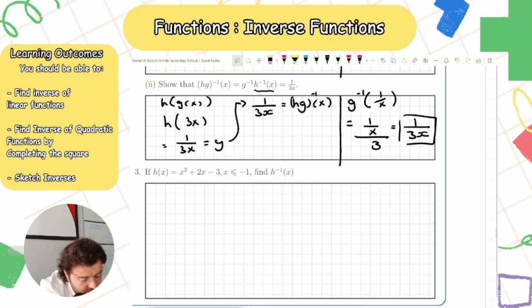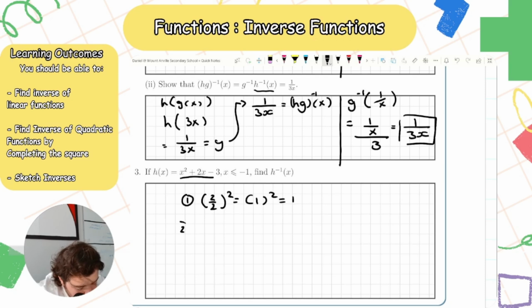Then if h of x equals this, find h inverse of x. So I have a quadratic and I need to find the inverse. So complete the square. I don't need to factor out x squared. So it's going to be 2 divided by 2 squared, which is 1 squared, which is 1. Which is going to be x squared plus 2x plus 1, plus 1 minus 3 minus 1 is equal to y. This is the perfect square.